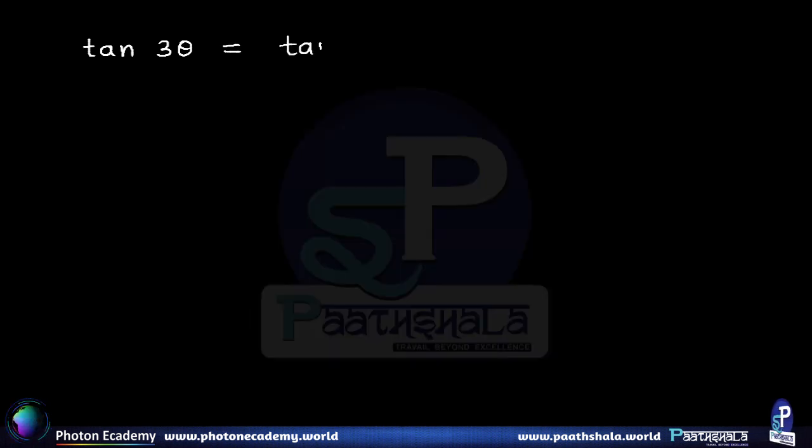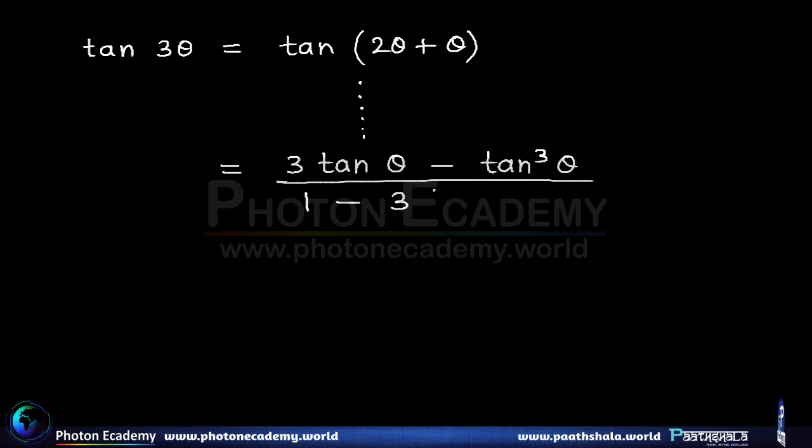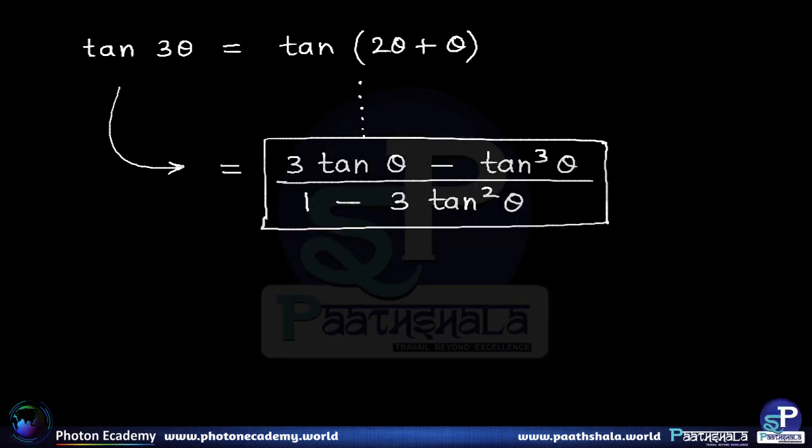And let's see the last result of this group, that is tan of 3 theta. Once again we express this as tan of 2 theta plus theta and solve further by writing the individual formulae, and at the end we get the result as 3 tan theta minus tan cube theta upon 1 minus 3 tan square theta. So that's the formula for tan of 3 theta. You see the right side is entirely in terms of tan theta only.